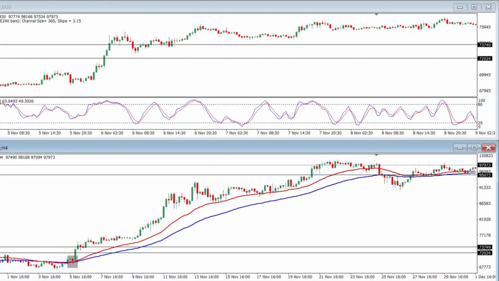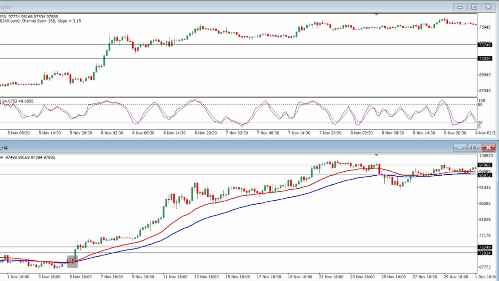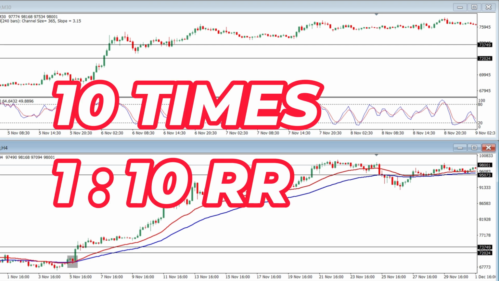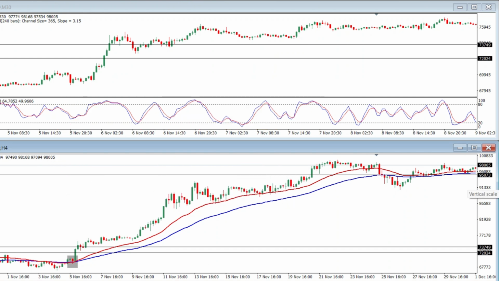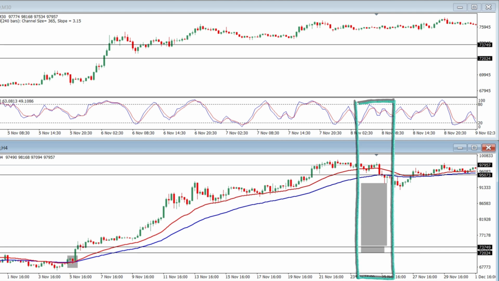And here you can see that you're exiting at 95,073. And if you look at the risk to reward ratio, it is almost 10 times. Yes, 10 times you're getting profit. So if you just want to calculate and see this area over here, almost 2000 points, I would say, around 1,800 points. And this area over here, 21,000, as I said, almost 10 times.